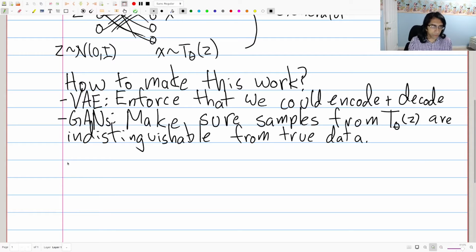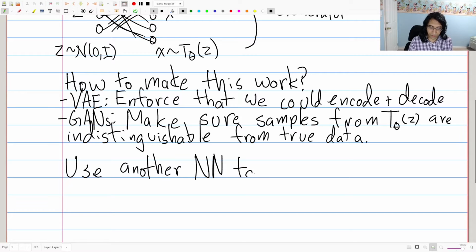So let's do this in a bit more depth. We're going to use another NN to classify real versus fake.